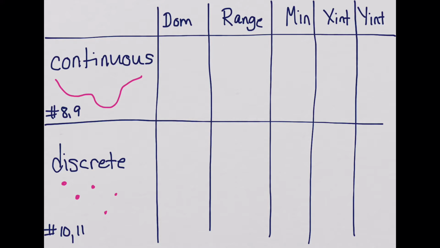So to determine the domain for a continuous function, looking at the table, it looks like the smallest number of my domain is 0. And the largest number of my domain is 6. Sorry, I can't squish these in here, so I'm going to write them diagonally. But it looks like my domain ranges from everything between 0 and 6.